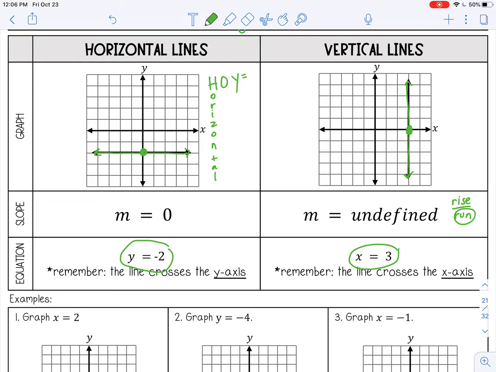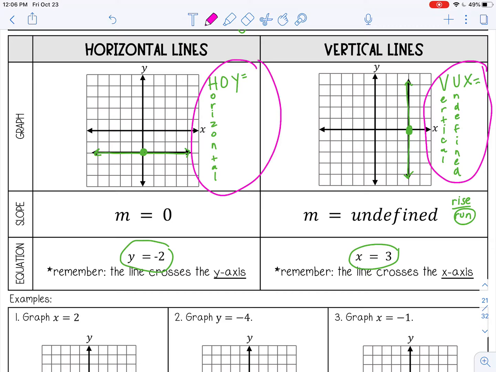All right, so the mnemonic device to remember this is BUX. So vertical line, it's undefined, and it's x equals a number. So I would write those on the notes, HOI and BUX. That's going to help you remember the difference between horizontal and vertical lines and their slopes and the equations for those lines.